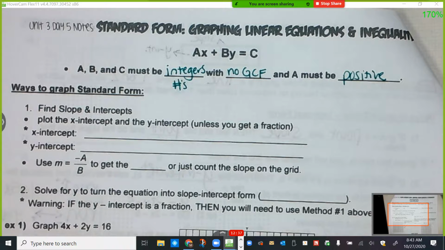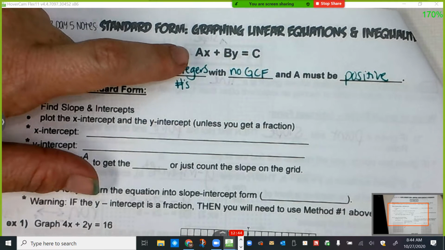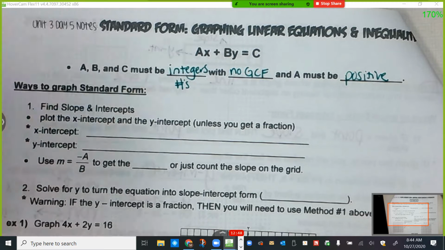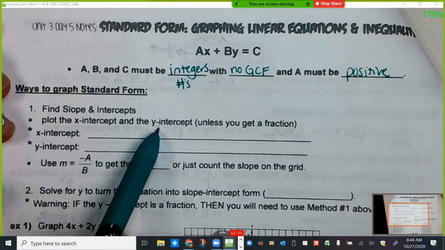Okay, now, I know in Algebra 1, a lot of what was taught is to solve for y, and that makes me cringe, and it probably makes you cringe too, and that's okay. We're not going to do all that. There's another way to do this. Okay, so it says to find the slope and intercepts, plot the x-intercept and y-intercept unless you got a fraction.